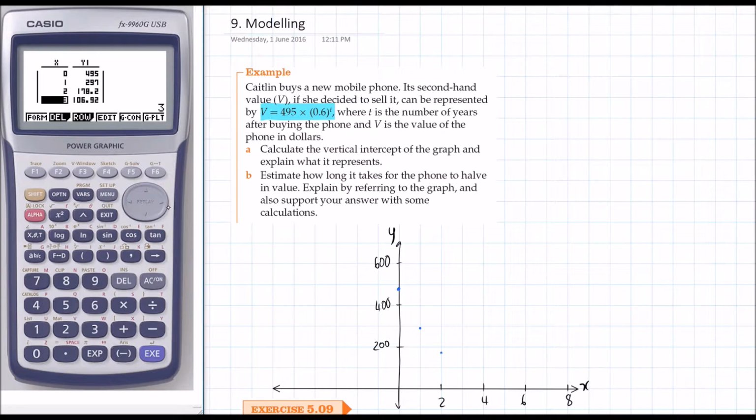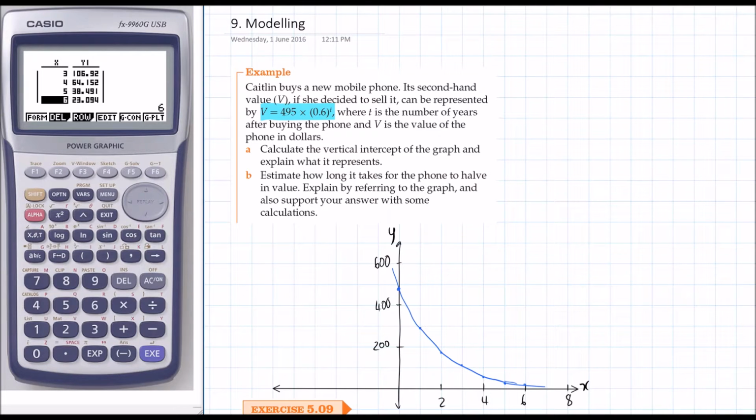106, 64, 38, 23, and I don't think we'll bother going much further than that because we'll start getting too close to the axis. So we'll just sketch this in, coming down like this and approaching the x-axis without actually touching it.